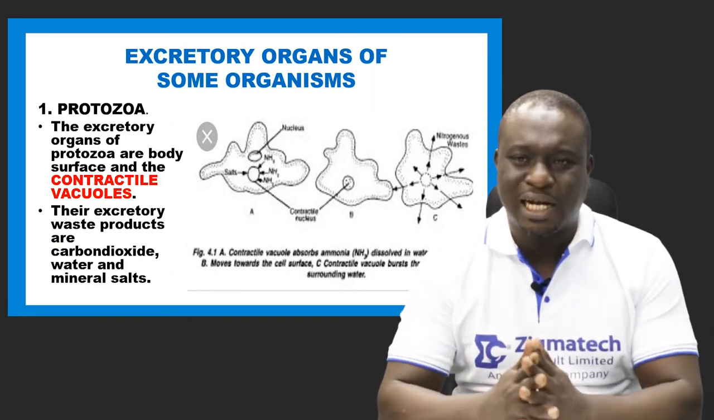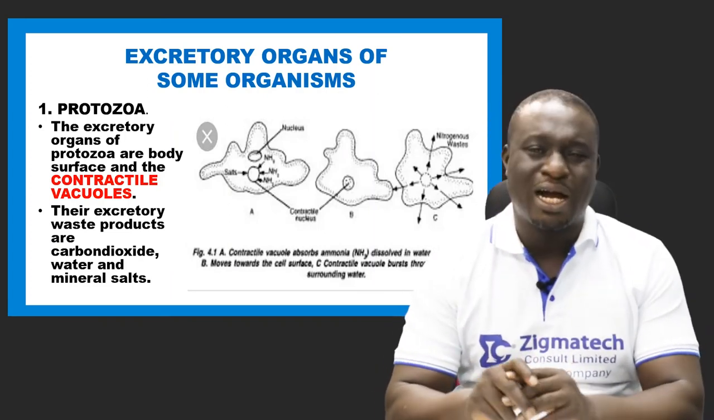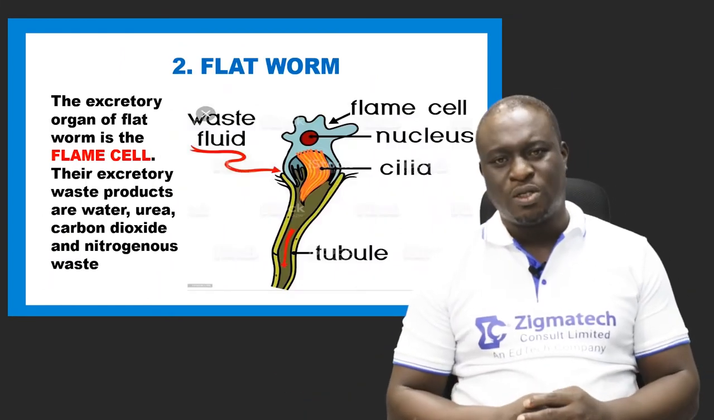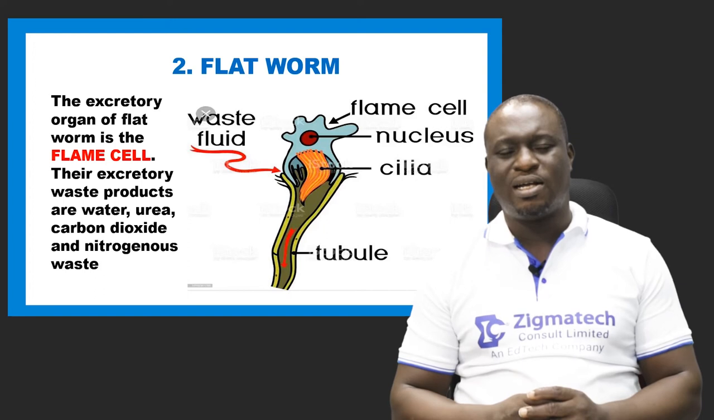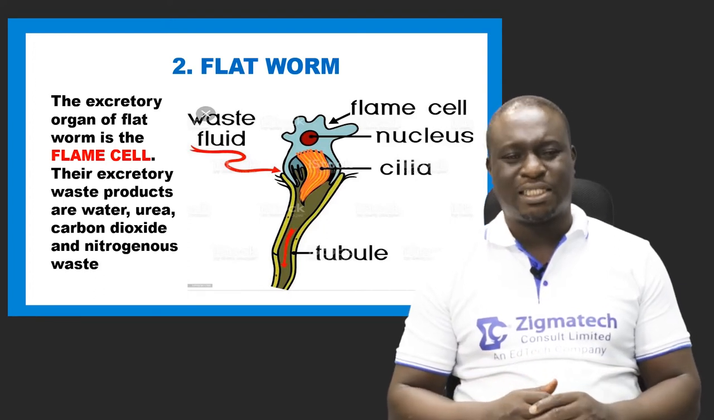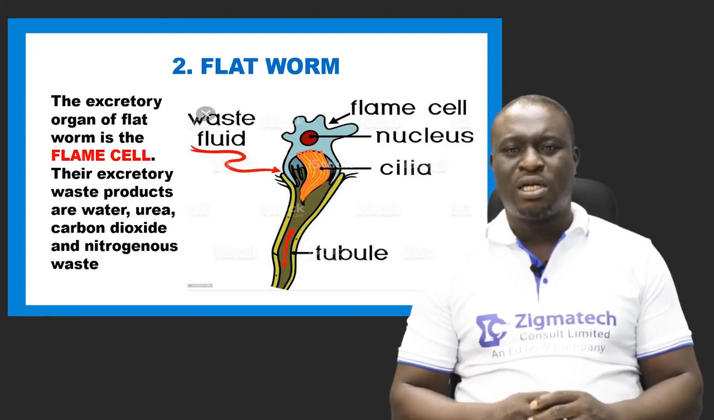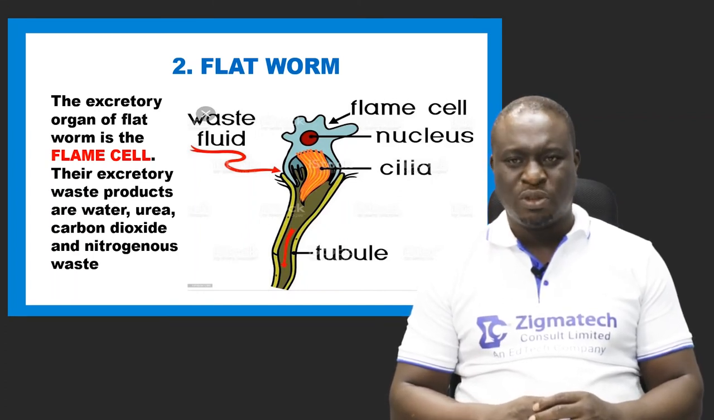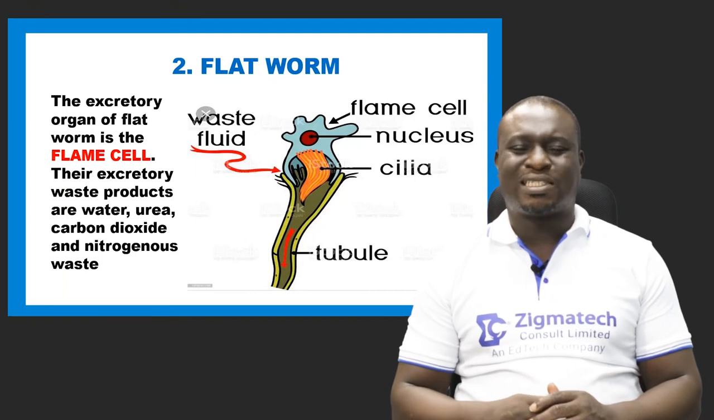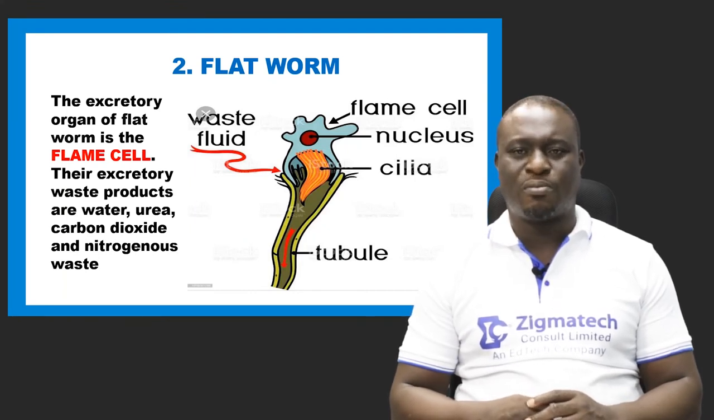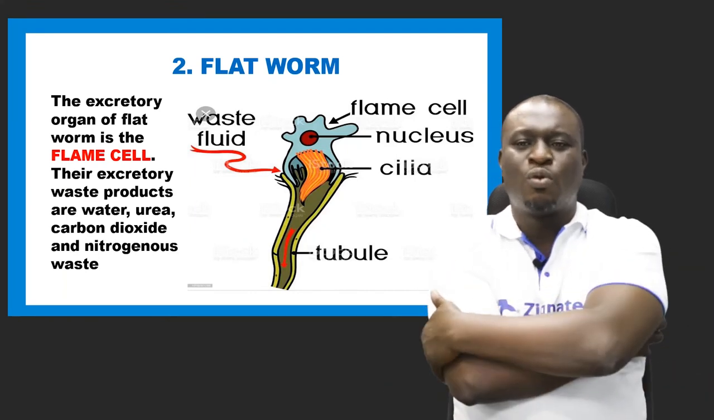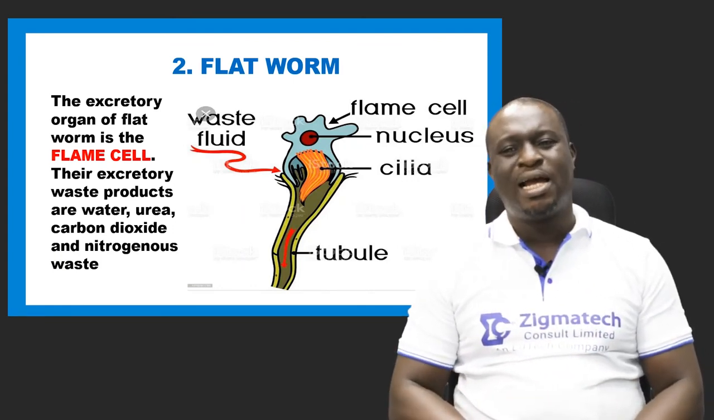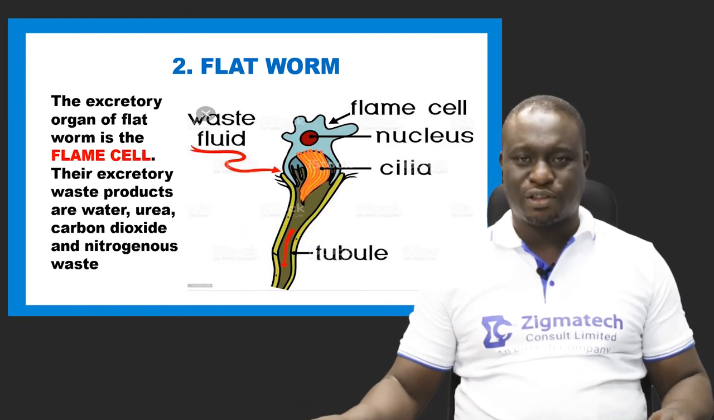We have carbon dioxide, we have water, and then we have mineral salts. Number two is the flatworms. Another name for flatworms is platyhelminths. Flatworms have excretory organs called flame cells. And the waste they excrete or remove from their bodies include water, urea, carbon dioxide, and nitrogenous waste.